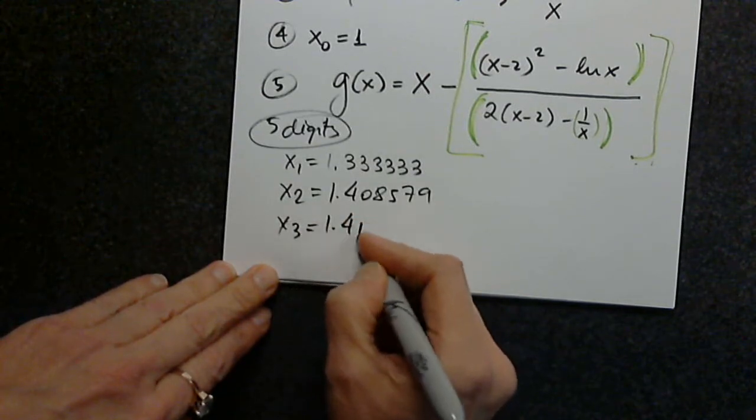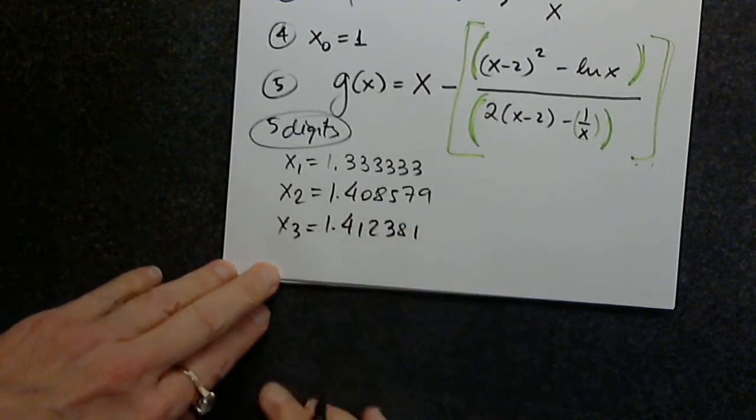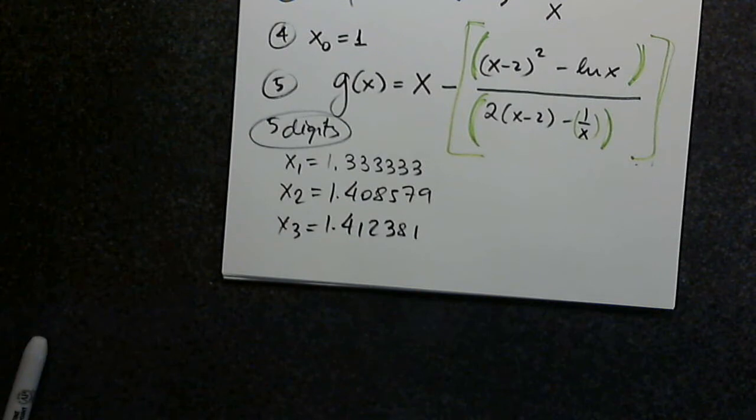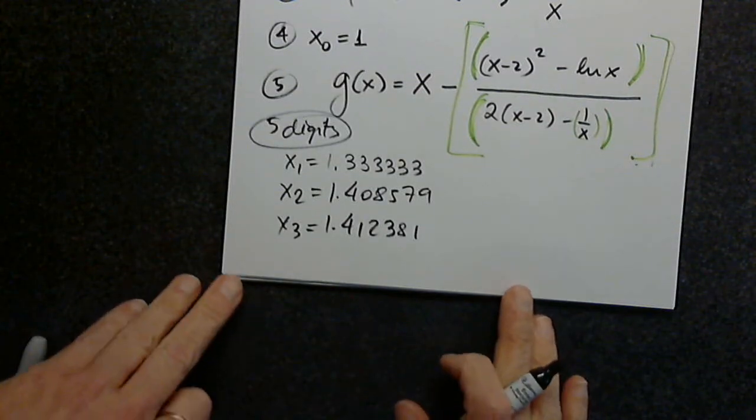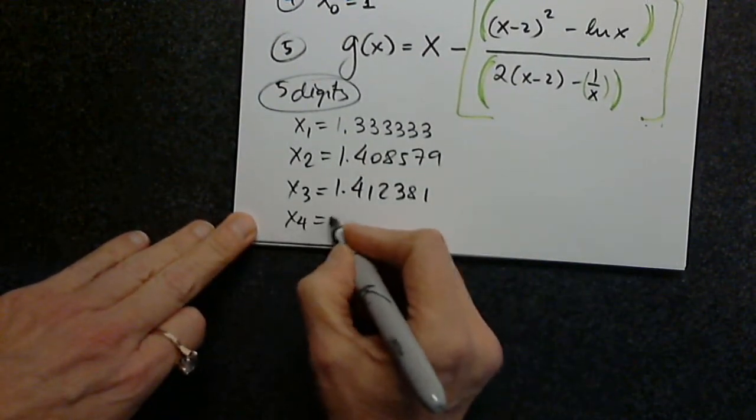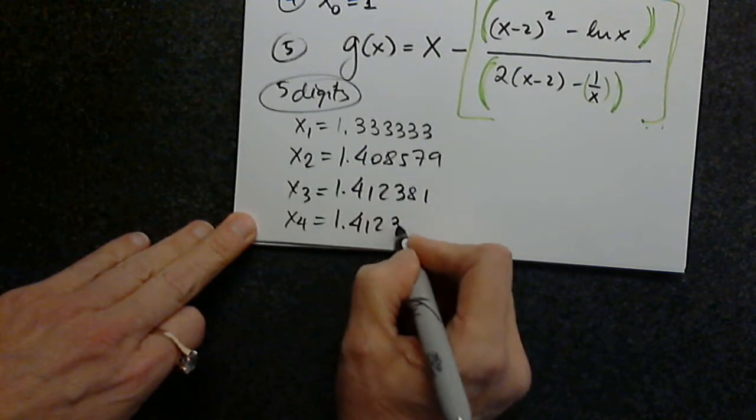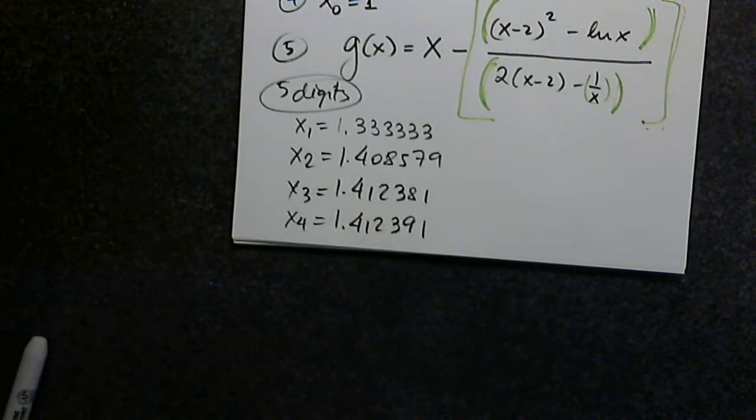which is 1.412381. I copy the previous entry. I don't have to do anything, just press enter. Is this good enough? No, it's not. It doesn't really repeat the previous 5. So I have X4, which is 1.412391. Maybe this is enough, but I have to see the next one. Yes, it's enough.